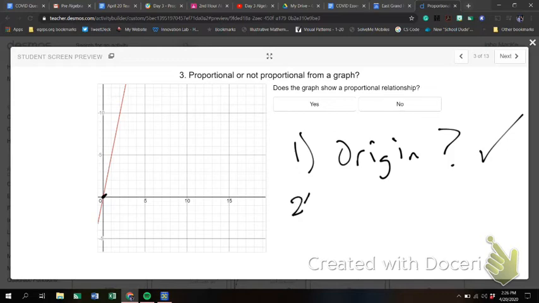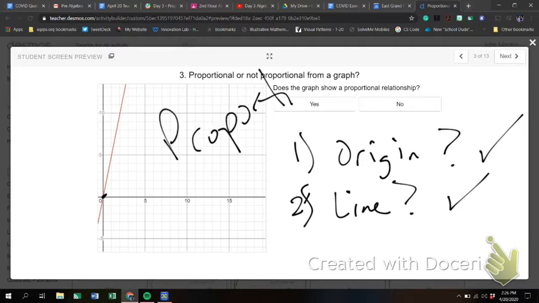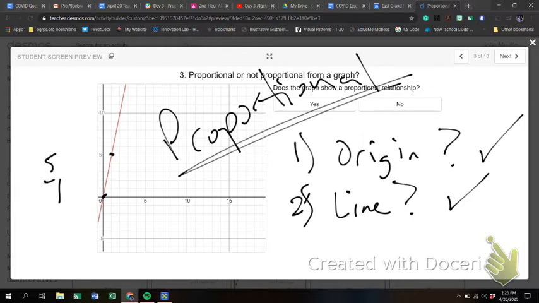Next, is it a line, like a straight line? The answer is yes. So this is proportional. And if we took a y to x, for example, right here, y to x there is 5 to 1. We go right here, y to x is 10 to 2, which is 5 to 1. What we were doing before still holds true.